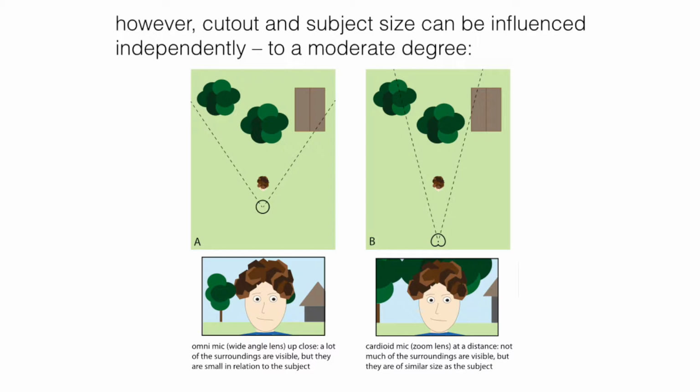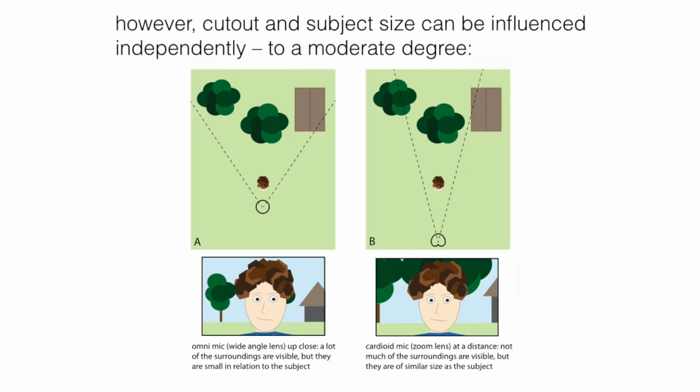In the case of the omnidirectional microphone in graph A, the background is relatively present, so you see a lot of it. But what you see is small in comparison to the subject. And that's obviously because of the close positioning of the microphone to the subject. And in graph B, more of the background is cut off, since the microphone is very directional and it suppresses sound coming in from the sides and the back. But what you see in terms of background is of similar size of the subject, since the microphone is further away to capture the entire subject.